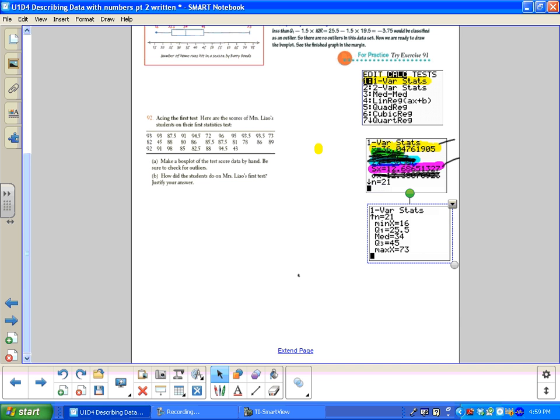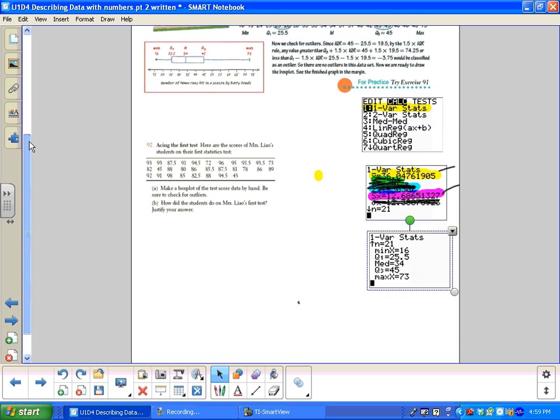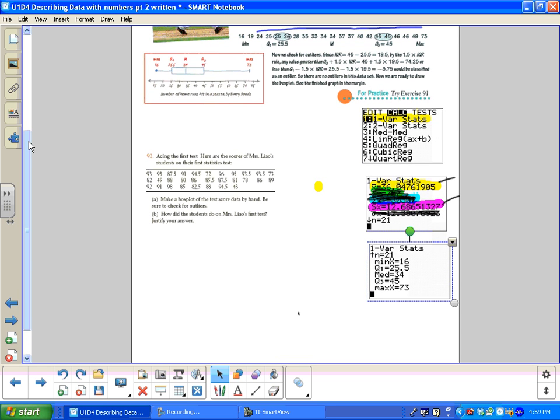And if we wanted to go up and check it against what they have, we would see that we got the exact same thing. They got the minimum is 16, Q1 is 21.5. So that's our minimum at 16. Q1 is 21.5, my median is 34, Q3 is 35, and my max is 73. So I got the same thing for all of them.